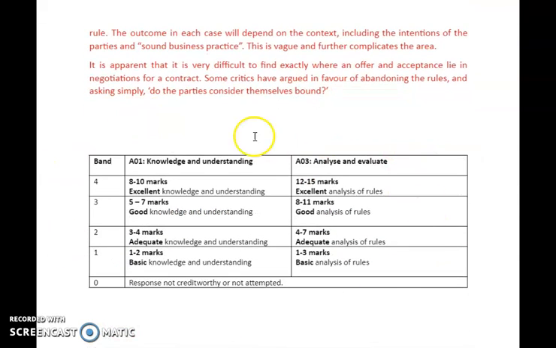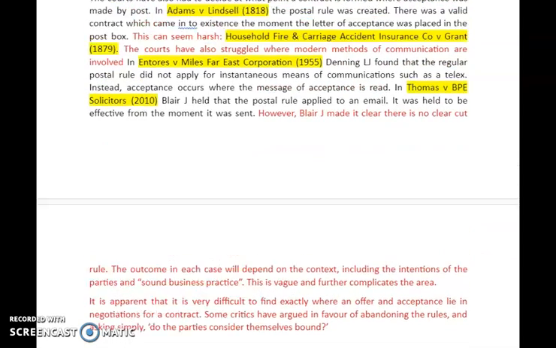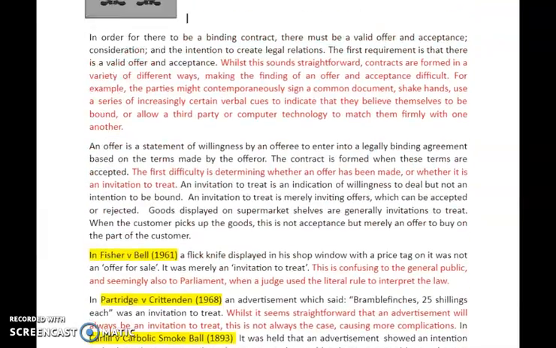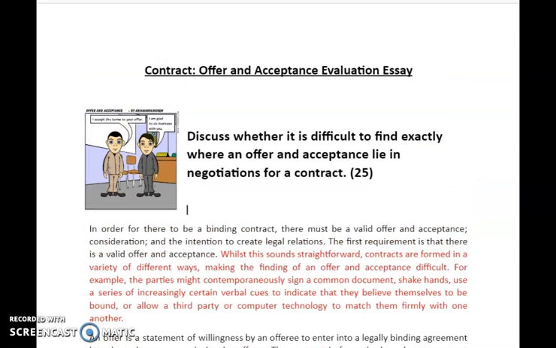This is a little mark scheme if you are with Eduqas, for you to have a look at whether your knowledge falls into the top mark band for 8 to 10 marks and whether your analysis and evaluation again falls into the top mark band. If you're with a different exam board, you can ignore that completely. And as I said at the start, whichever board you're with, the law on offer and acceptance and the critical comments that you make about it are going to be the same regardless.